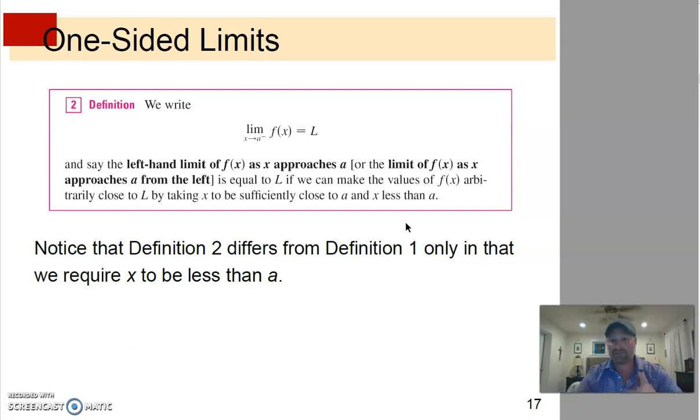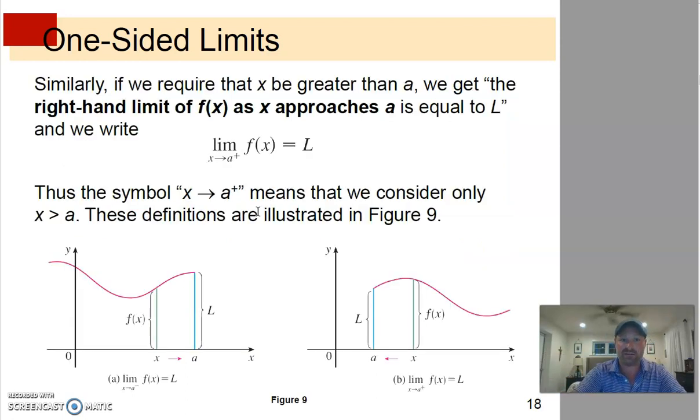Notice that definition 2 differs a little bit from definition 1, only in that we require x to be less than a. In this case, we're requiring x to be less than a because we're approaching from the left. If we're approaching from the right, then we would be requiring x to be greater than a.